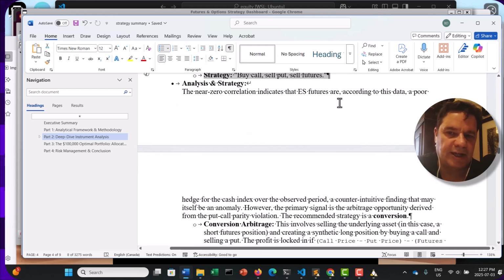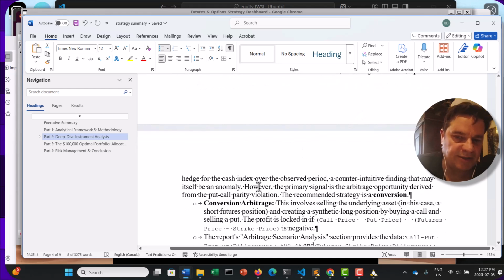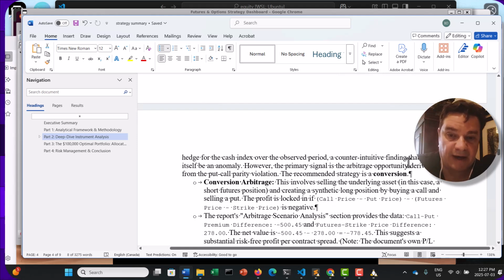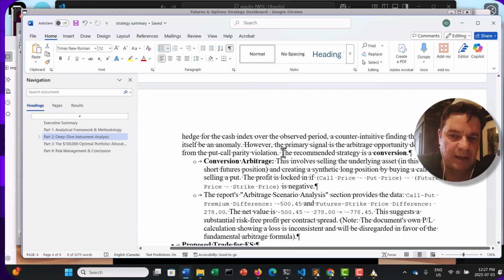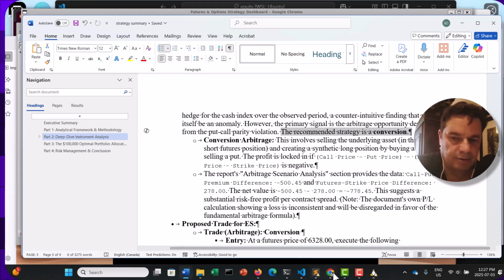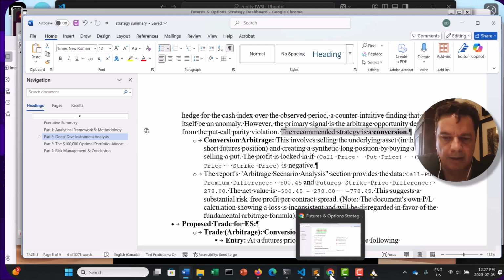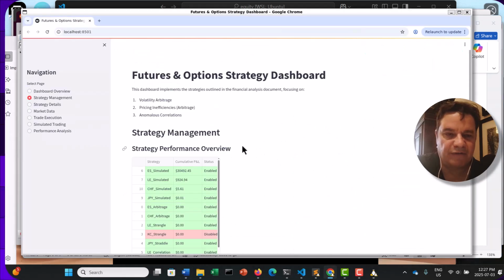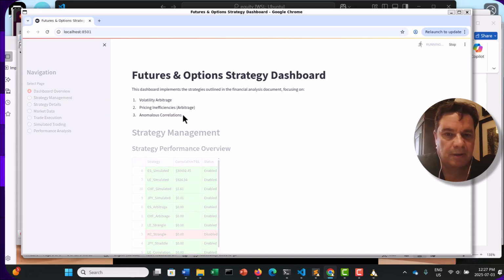So it's a near zero correlation. ES futures, according to this data, are a poor hedge for the cash index over the observed period, a counterintuitive finding that may itself be an anomaly. The primary signal is the arbitrage opportunity derived from the call put violation. The recommended strategy is a conversion. And when you look at where the profit is being driven from, this is exactly what's done it.